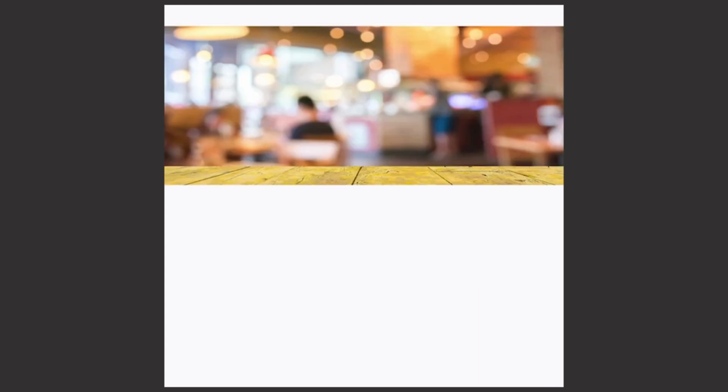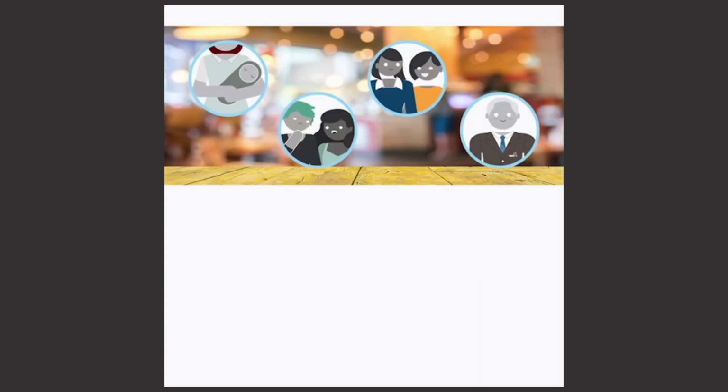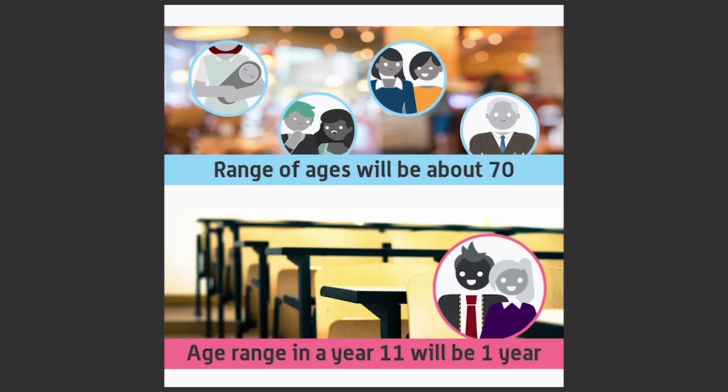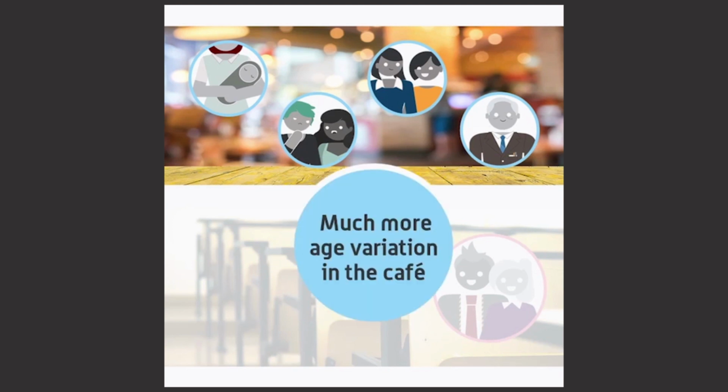Suppose we are in a cafe with a baby, some teenagers, some middle-aged women, and a man who is 70. The range of ages will be about 70, depending on the age of the baby. The age range in a Year 11 class will probably be 1 year, 16 subtract 15. The age range in the cafe is much bigger than that in the Year 11 class. That's because there is much more age variation in the cafe.